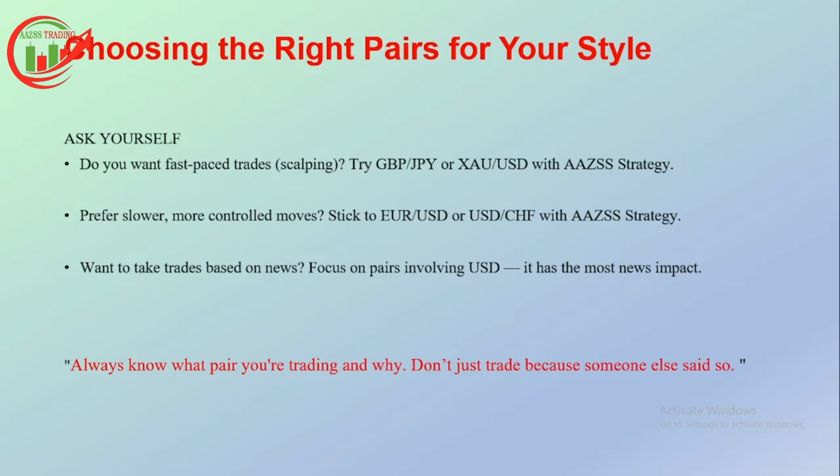Ask yourself, do you prefer slower, more controlled moves? Then you need to stick to EURUSD, USDCHF with our strategy, right? Those who get our strategy won't have to bother with too many analyses. Just pick a pair you want, and ask yourself, am I scalping with this strategy or swinging with this strategy? Just pick one and you're good to go, right?